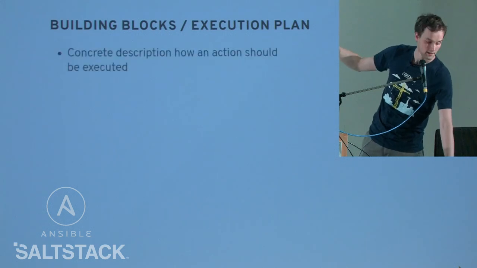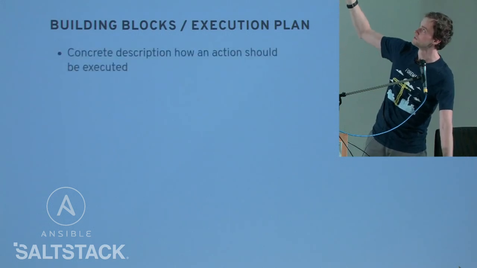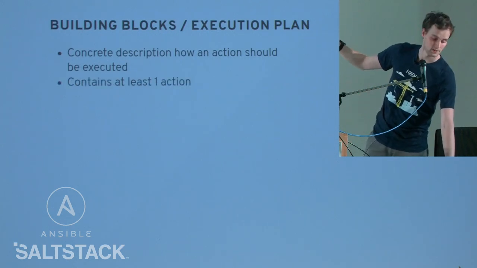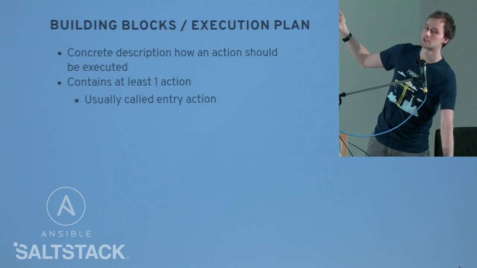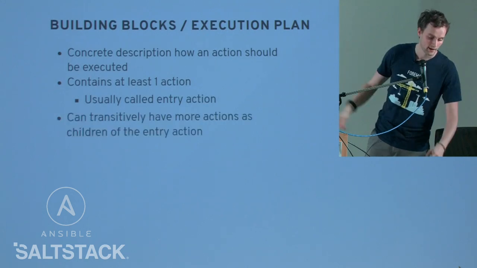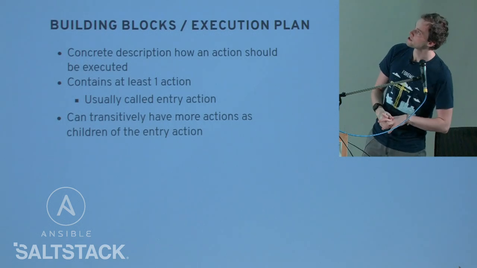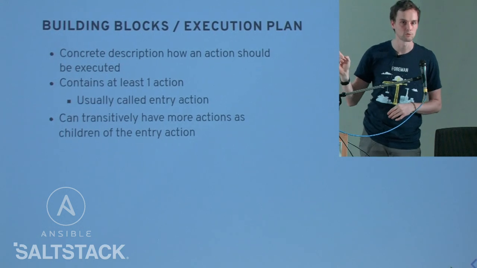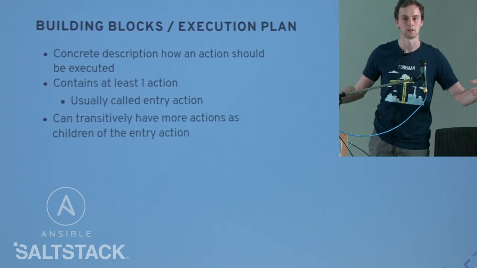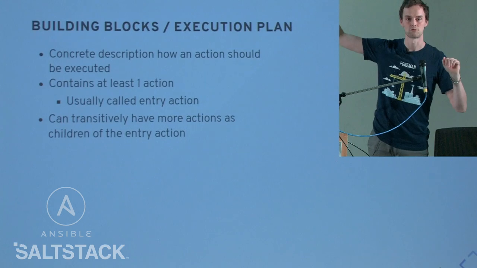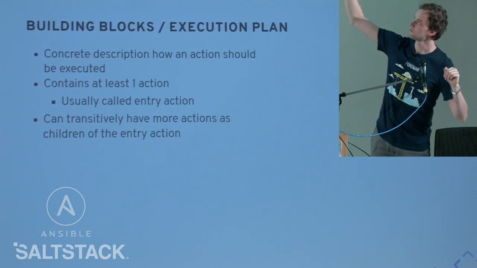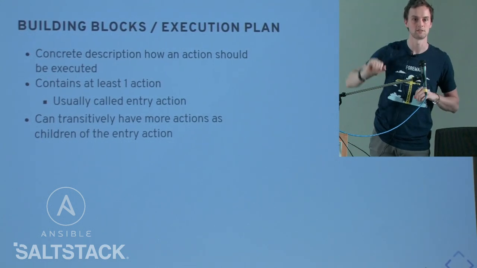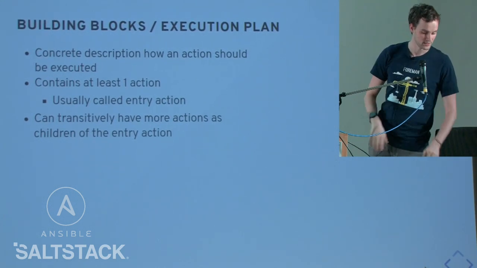Now, the execution plan is a concrete description how the action should be performed. It contains at least one action, usually called entry action. And it can transitively have more actions as children of the entry action. This is what I mentioned when I said that there could be an action representing the entire CI pipeline, and it would be composed from different actions. Those different actions would be, in the execution plan, children of the entry action, and that would be it.